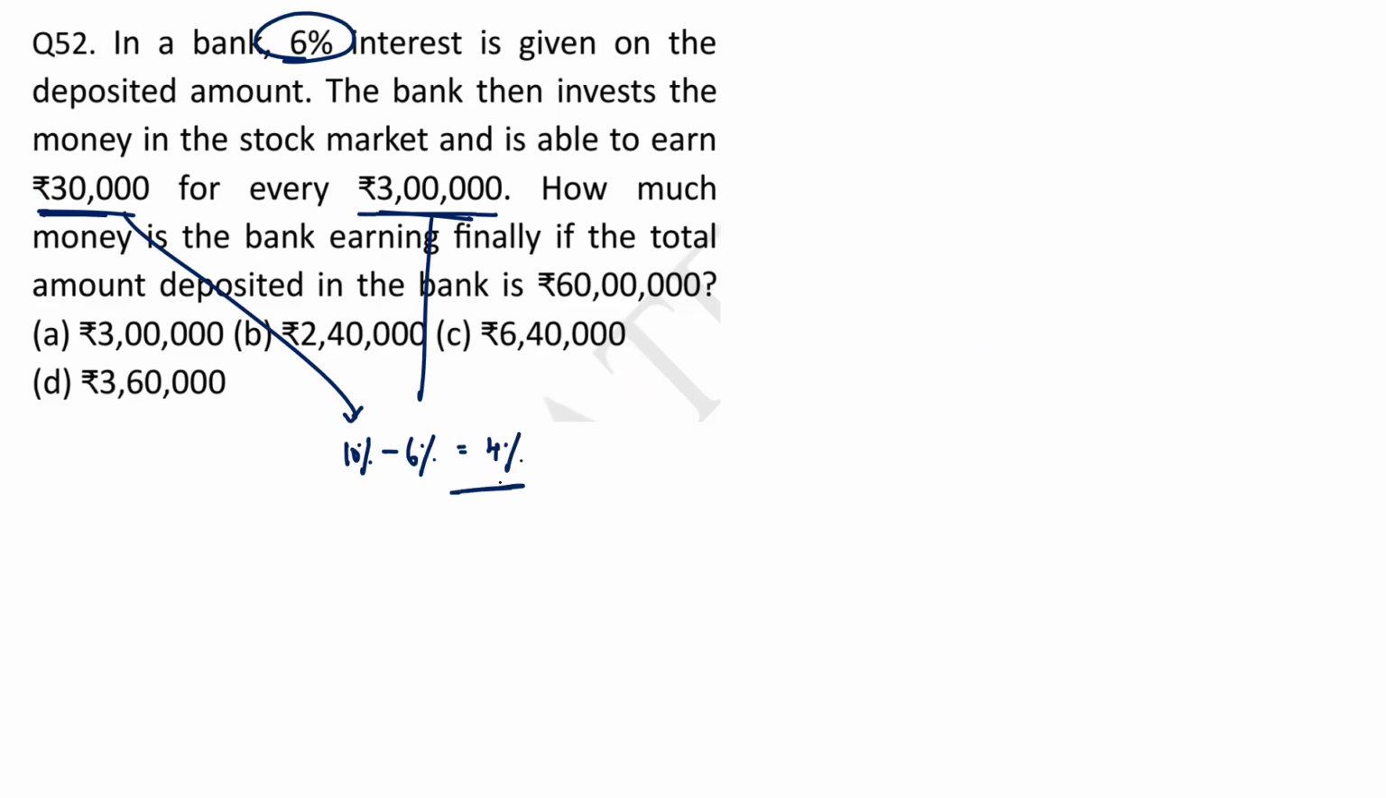So how much money is the bank earning finally if the total amount deposited in the bank is 60 lakh? So bank gives 6%, but bank gets 10%, which means bank earns 4%. So 4% of 60 lakh. You can simply calculate 60 lakh and 4% of it. Two zeros cancel. So it's going to be 24, then after 4 zeros. So you can simply say it is 2,40,000.